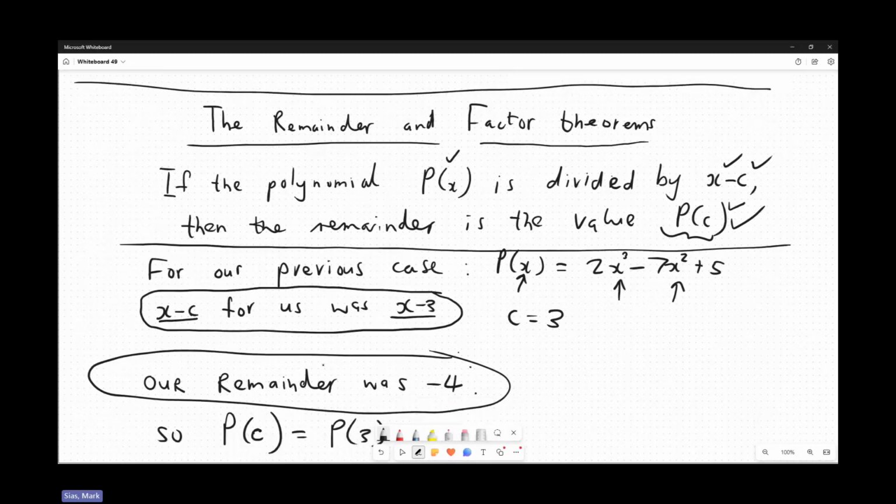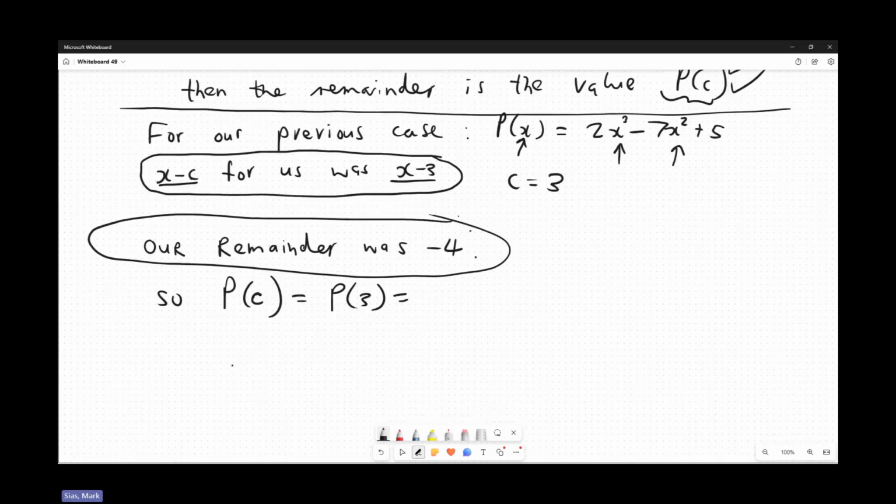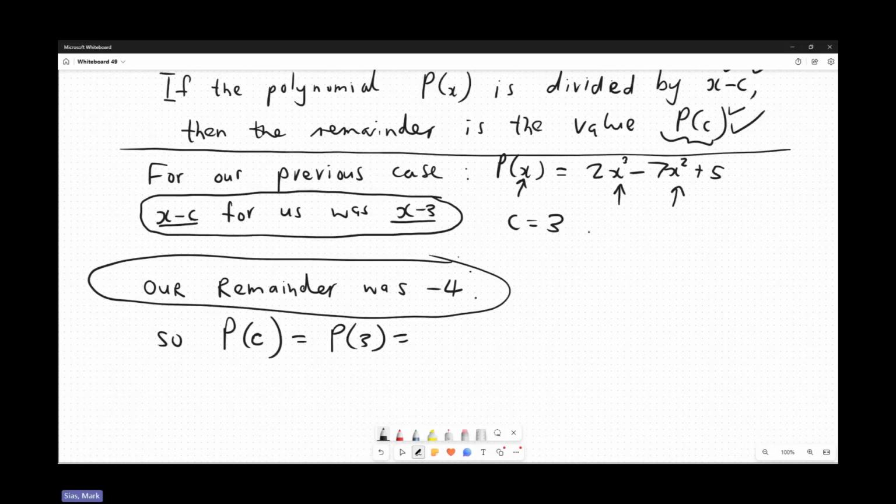And I calculate it. And for us, you said it was minus 4. So now in p of x, I put p of 3. P of 3 is 2 times 3 cubed minus 7 times 3 squared plus 5. Remember, you said we must get minus 4, right?